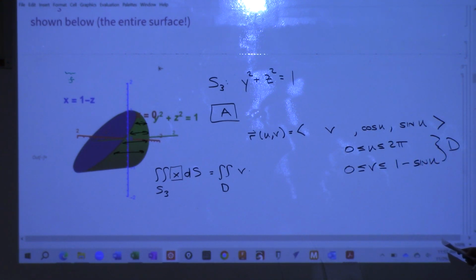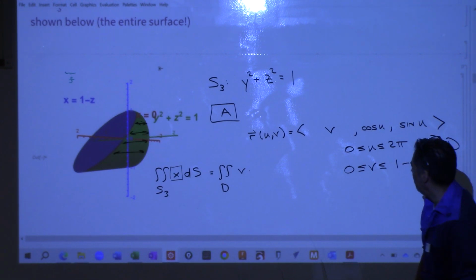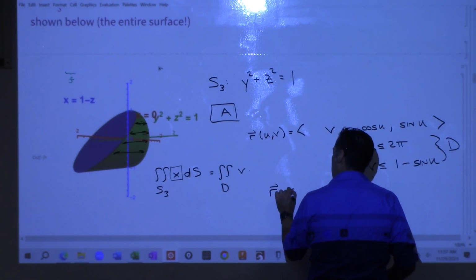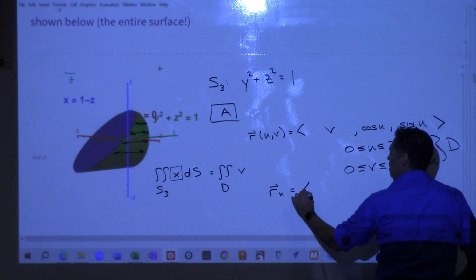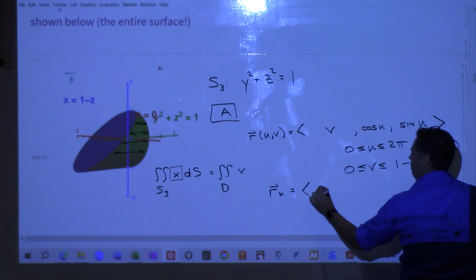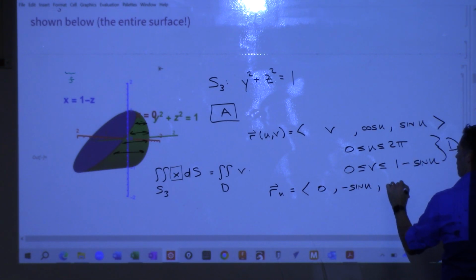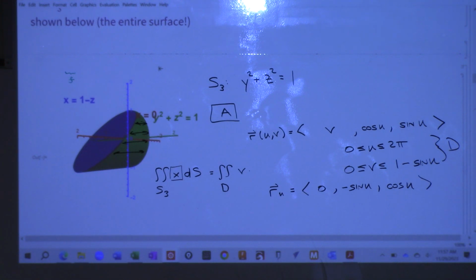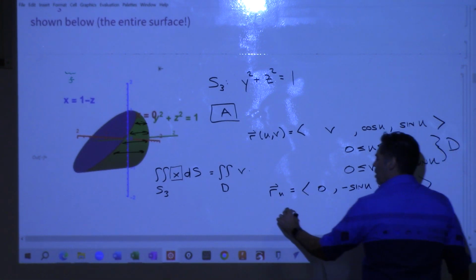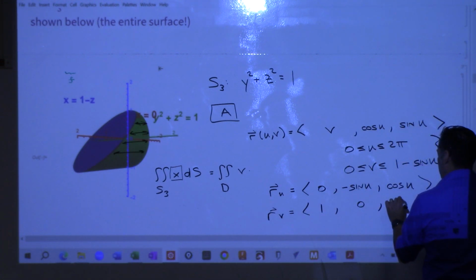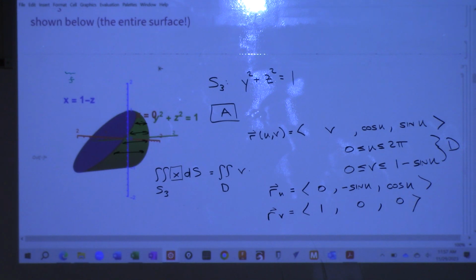Okay, now what do I need? Magnitude of the partials, which I haven't done. So I'm going to go do this on the side. Magnitude of the partials. Let me do a partial with respect to u right here. Partial of that with respect to u is 0, negative sine u, cosine u. Right? That's my partial with respect to u. Partial with respect to v, 1, 0, great, 0, awesome, loving it. Cross product.